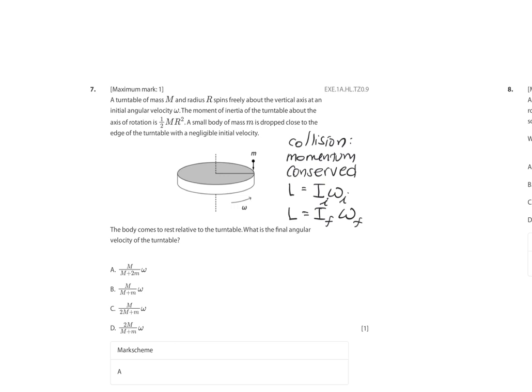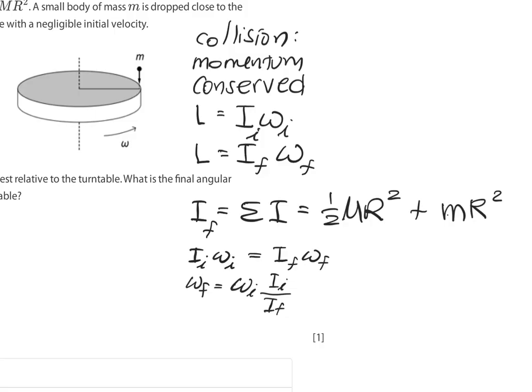And so the moment of inertia is 1/2 mr squared. And then we just add on the moment of inertia final. I'm adding on that little mass, little m, out at the edge of the turntable, so its position is r, the radius of the turntable. So we need to include its moment of inertia of mr squared. And so the question is asking for the final angular velocity. That's going to be the initial angular velocity times the ratio of the moments of inertia.